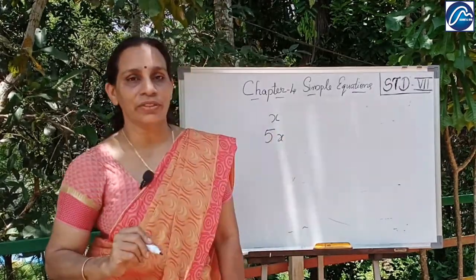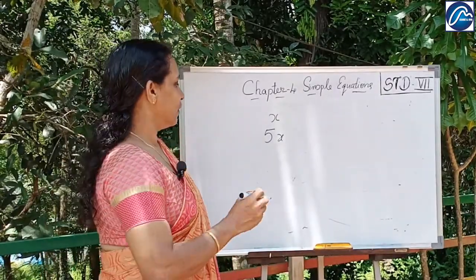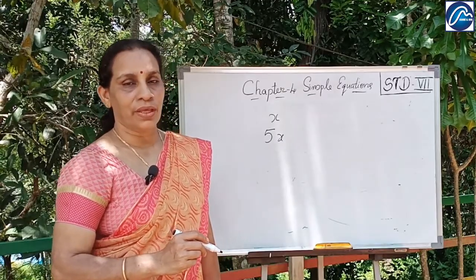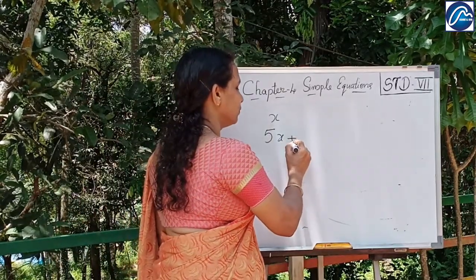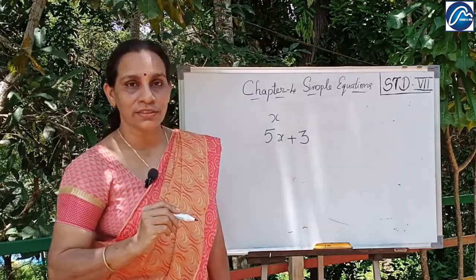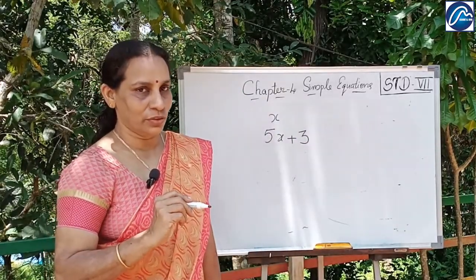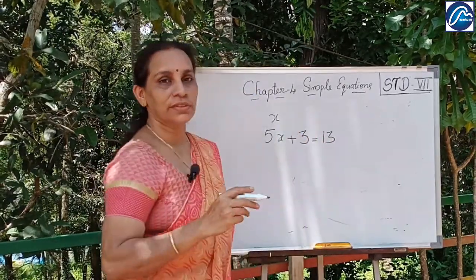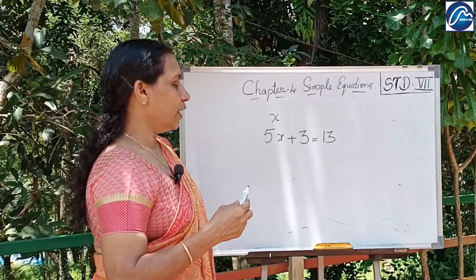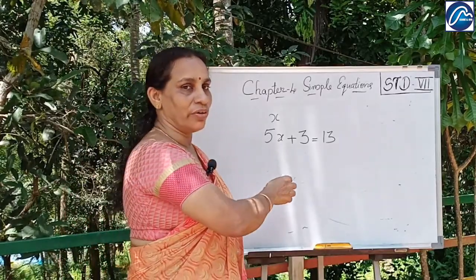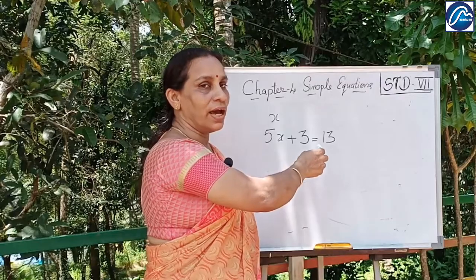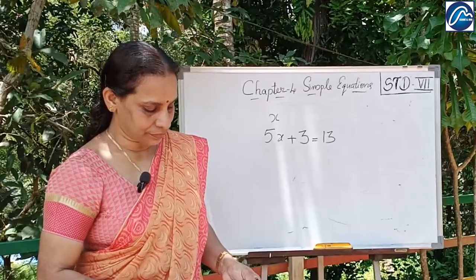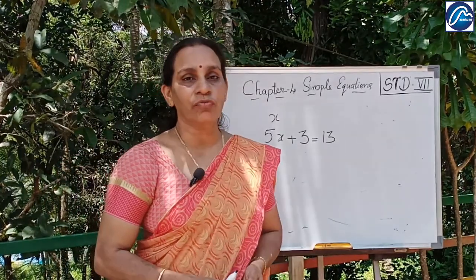When you are multiplying a number by 5, you can write it like this: 5x. And adding 3. So this is the equation: 5x + 3 = 13. The child asked this question: I have multiplied a number by 5 and added 3, then I get 13. What is the number? That is the question.